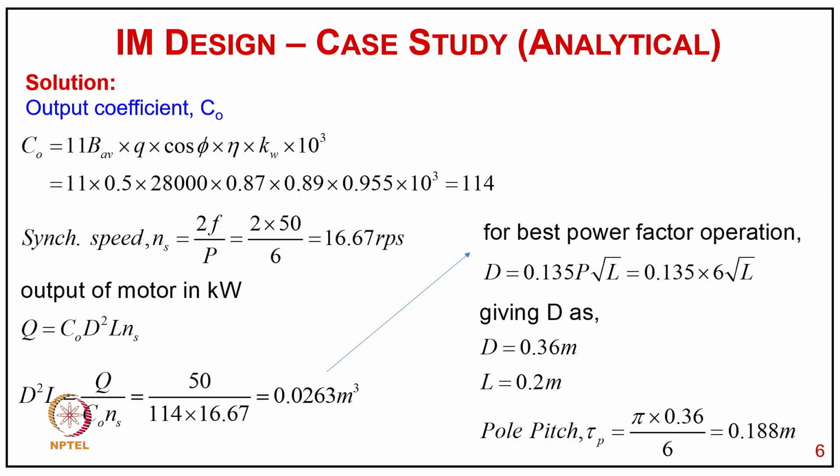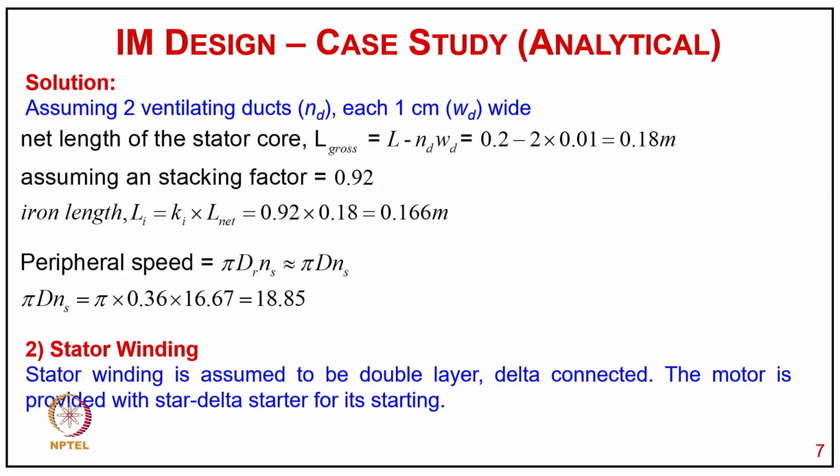Of course, from which we can find out the pole pitch tau, that is pi D upon P, it comes 0.188 meter or 18.8 centimeter. Now considering the two ventilating ducts: how many ventilating ducts we need depends on the stack length. Normally for each 10 centimeter we have one ventilating duct. So here the stack length is typically around 20 centimeter.